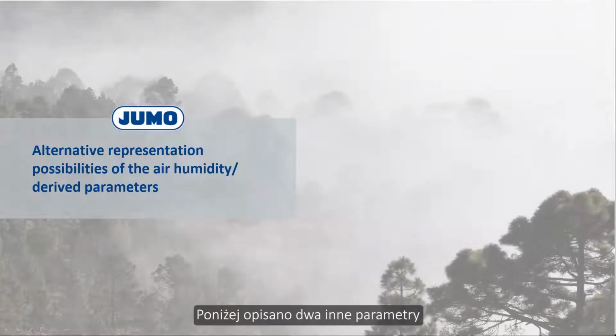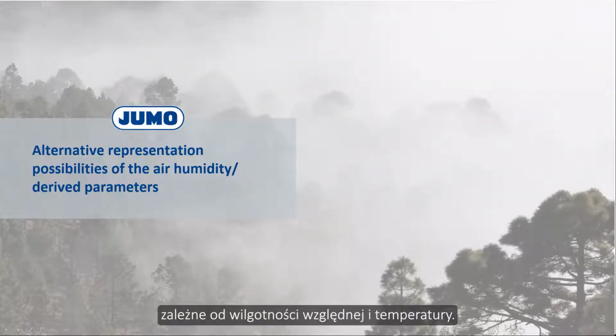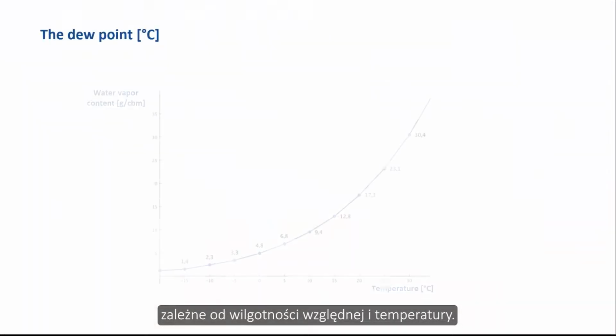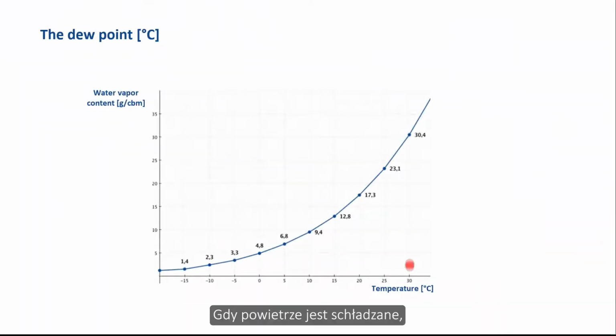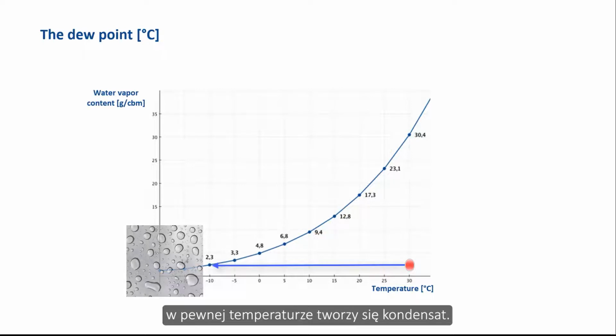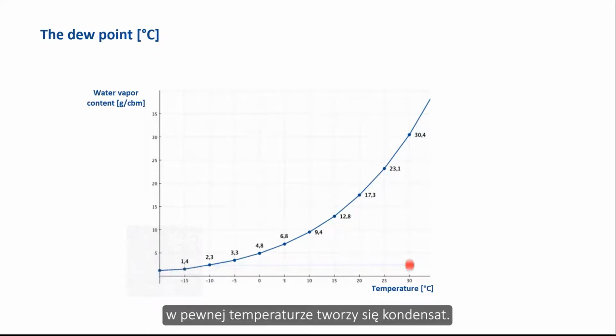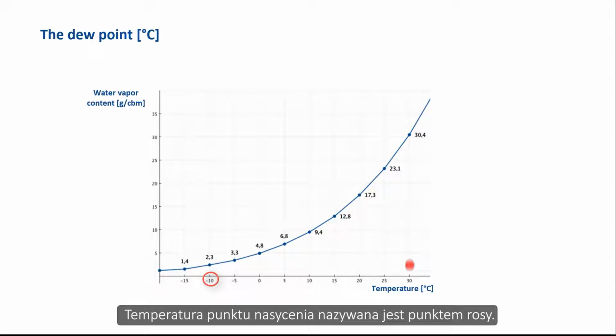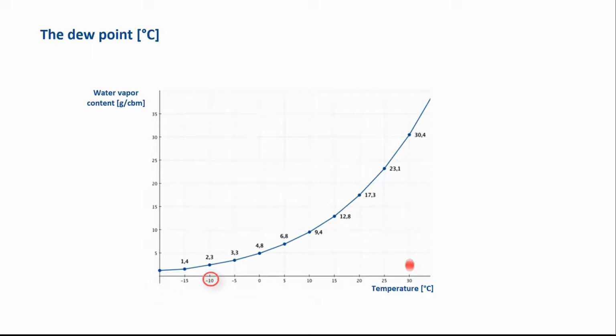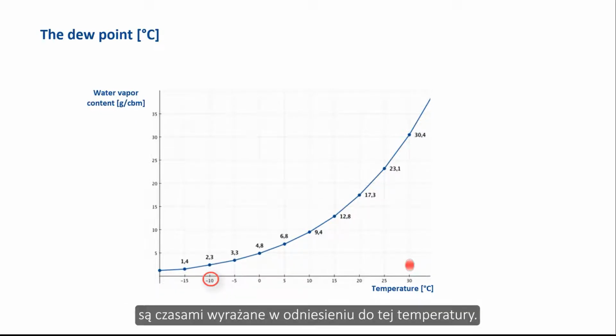Two other parameters derived from relative humidity and temperature are described in the following. When air is cooled, condensate is formed at a certain temperature. The temperature belonging to the saturation point is called the dew point. Very low humidities are occasionally expressed in terms of this temperature.